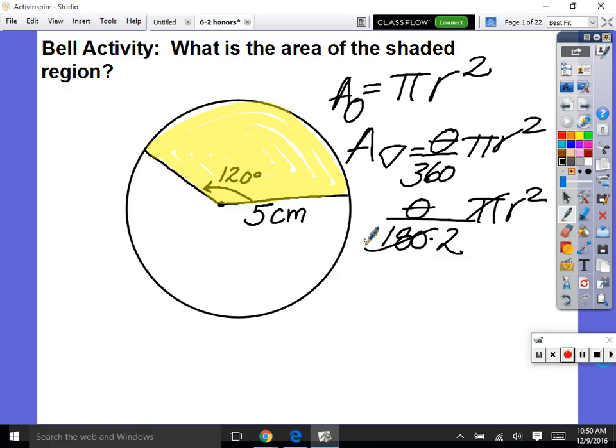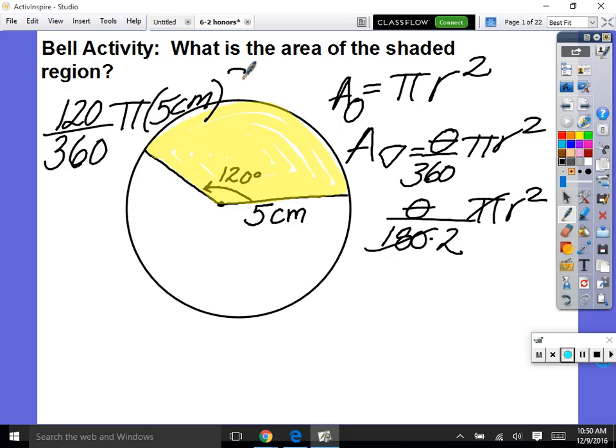Yes. So this one's in degrees. So we want 120 divided by 360, times the area, and then our radius is 5 centimeters, squared. So what did we get? What's the math answer? You guys say 25 pi over 3. Okay, square centimeters. So that's the actual area covered.